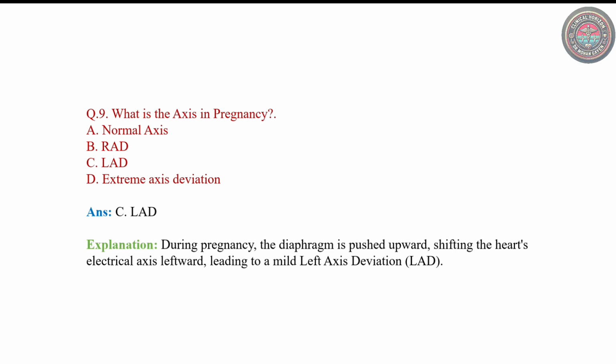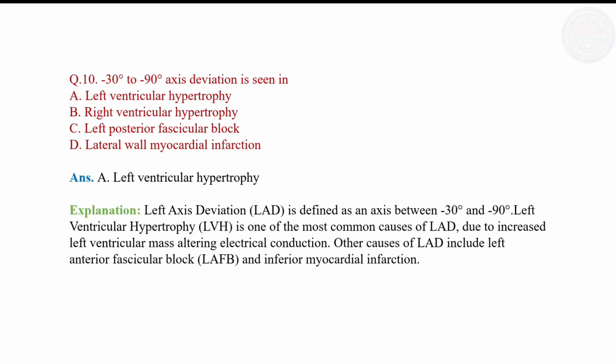What conditions cause an axis deviation between minus 30 degrees and minus 90 degrees? The correct answer is left ventricular hypertrophy. A cardiac axis within this range suggests left axis deviation, commonly caused by LVH, left anterior fascicular block, or inferior myocardial infarction. Identifying the axis is essential for diagnosing the underlying cause.